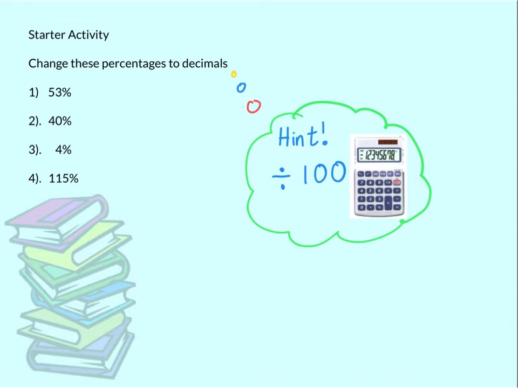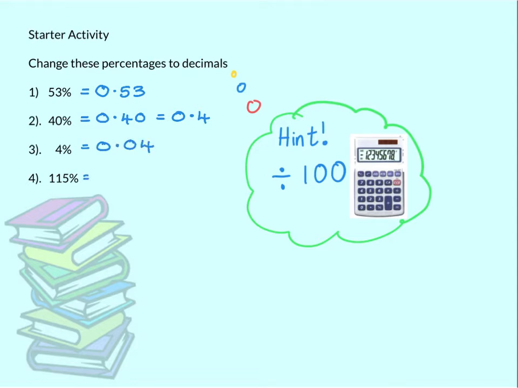Okay, so you should find that 53%, if you divide 53 by 100, you get 0.53. If you divide 40 by 100, if you've done that with pencil and paper, you might well get that. It does simplify down a little bit to 0.4. Okay, and the next one, you should get 0.04.